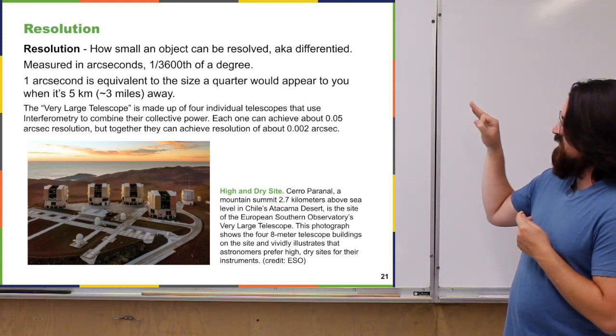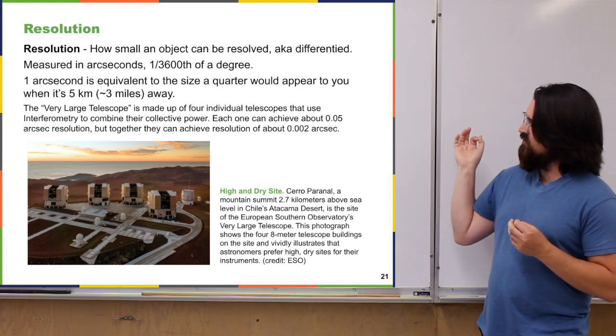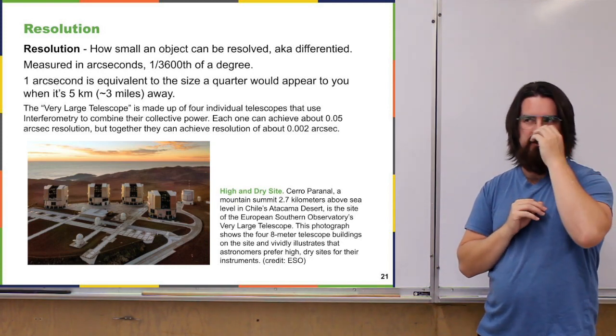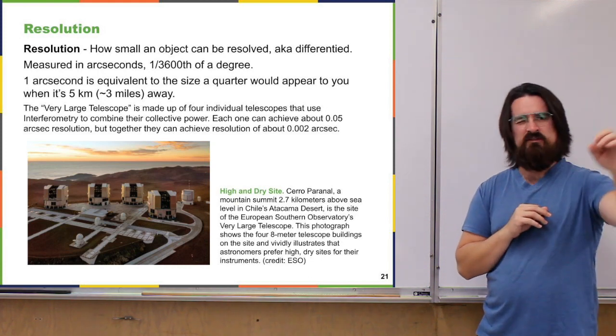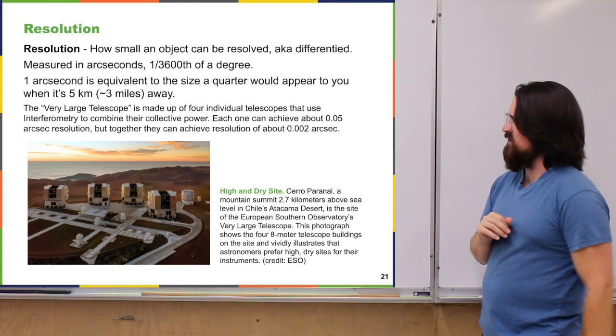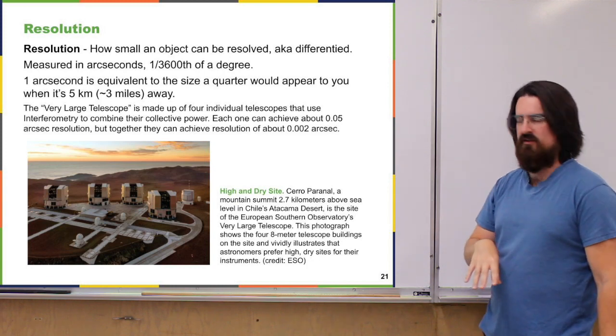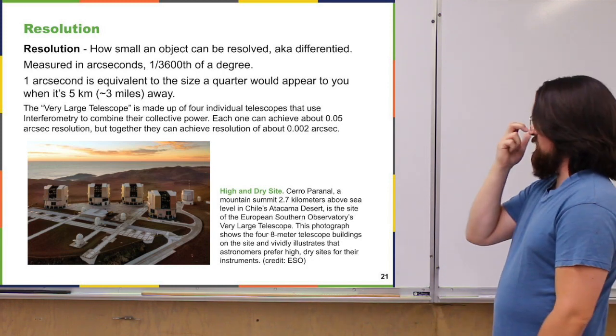And to give you an idea of how small that is, 1 arc second would be the equivalent of how a quarter would appear to you if it were 5 kilometers away, about 3 miles away. 1 arc second. Very tiny. And that's just sort of the standard, right? A lot of telescopes these days get much better resolution than that.